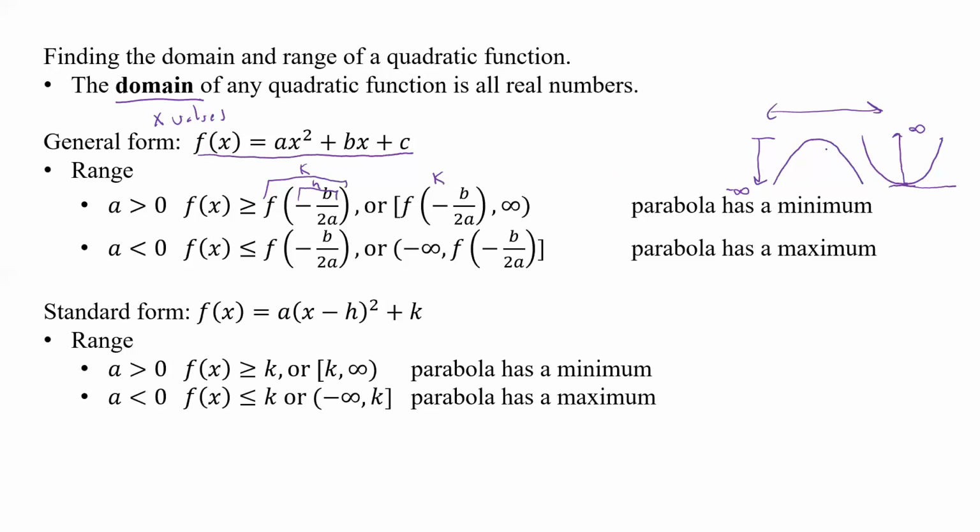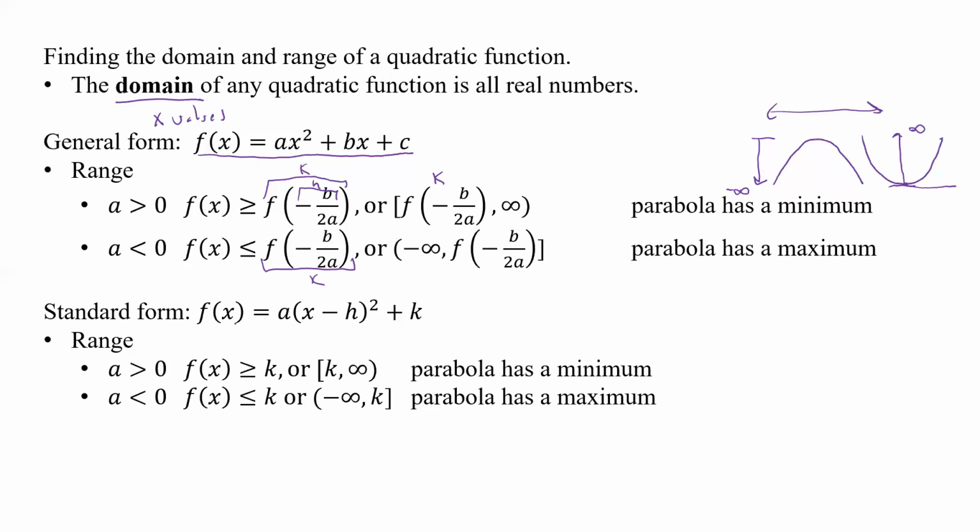Now, if a is less than 0, guess what? Now we have a max, and so it's going to be some value again. Now it's going to be f of x is less than or equal to that k value. And so it's going to go from negative infinity, because we're going to go all the way down, up to whatever that k value is, and then a bracket, okay?